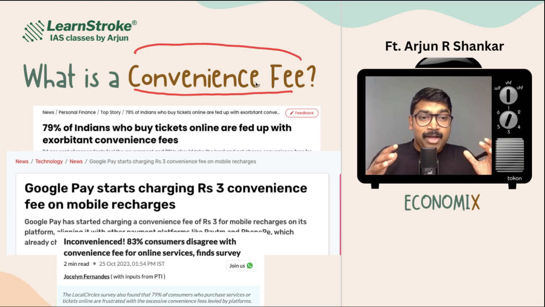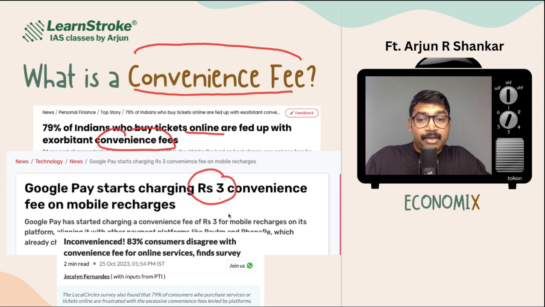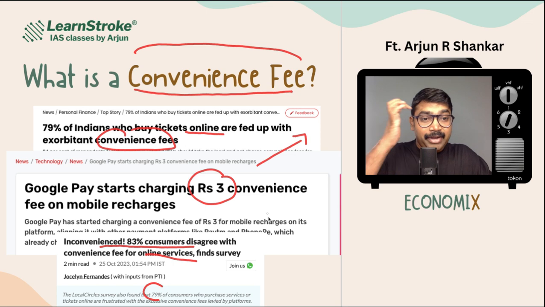So very simply, you have to understand what is this convenience fee or an internet handling fee, because recently this was in the news because 79% of Indians who buy tickets online are fed up with this convenience fee. So people are not liking it, and even Google Pay has started a news that they will also charge rupees 3 for every mobile recharge that they're doing. And 79% of the consumers are really unhappy and inconvenienced. 83% of consumers disagree with the convenience fee. Many people say that you should not have this convenience fee.